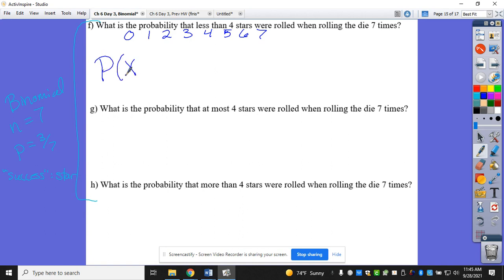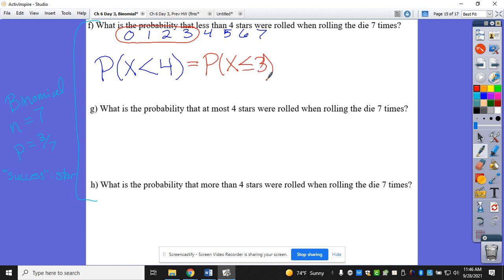How do I write less than 4? I literally write less than 4, right? Just putting words and symbols. Up here, this is why I write this out. Which numbers are less than 4? 0. So this is not what I type in. The last number I want is actually the probability that x is what? X is less than.